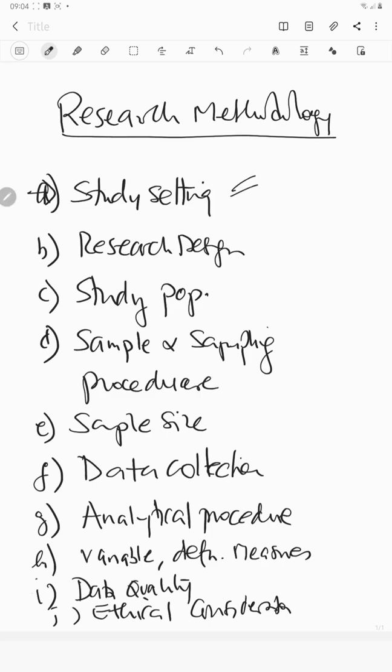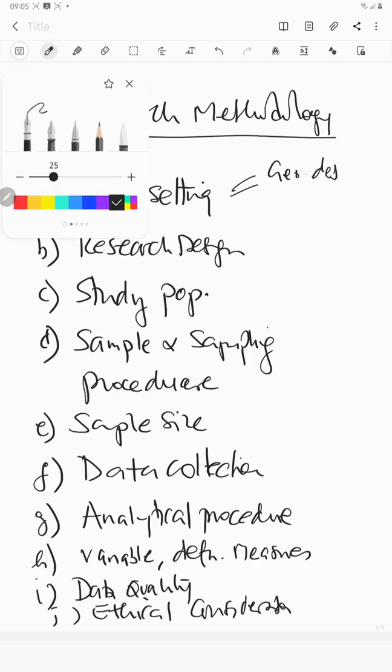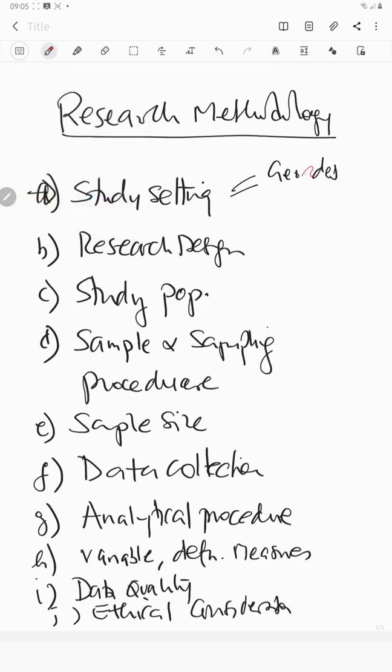Now, in terms of the study setting, you must describe the place geographically as to where your study is going to take place. So this is the geographical description of the place where your study took place. And in this case, you must explain the socio-economic situation of the area, what makes people earn a living, and on average, how many people are in the area.